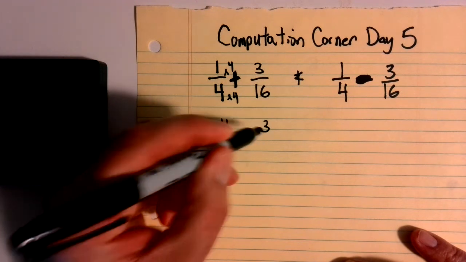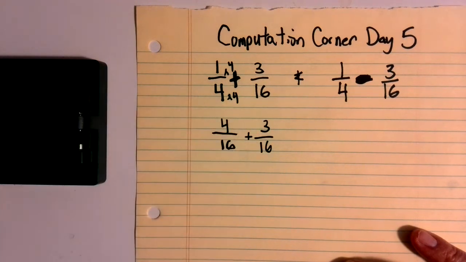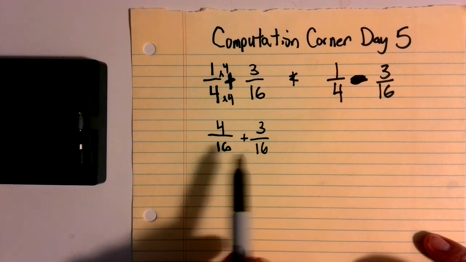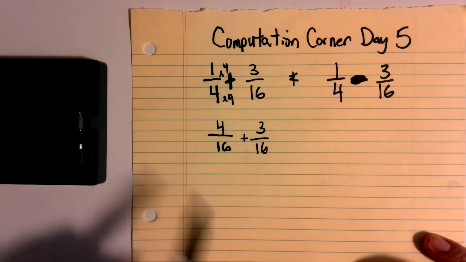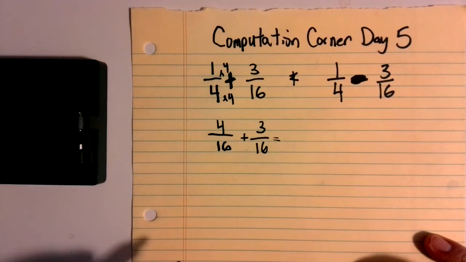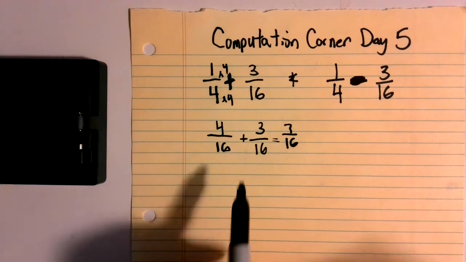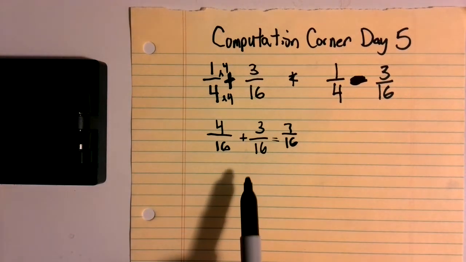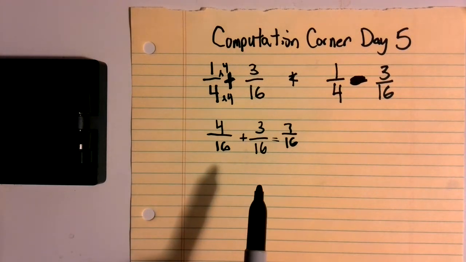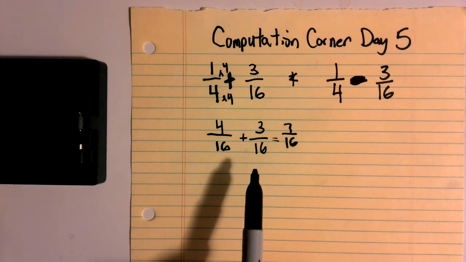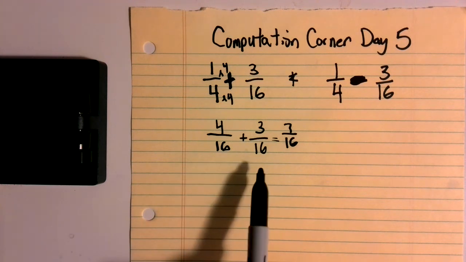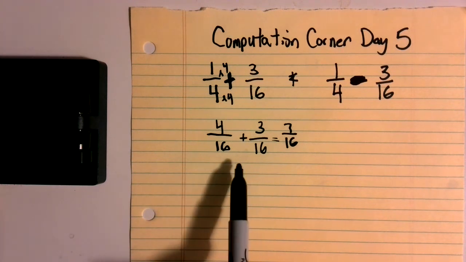Now I have 4/16 plus 3/16. I don't have to do anything with my other fraction because now I have like denominators. So all I have to do is add my numerators together. 4/16 plus 3/16 equals 7/16. As I said earlier, when you have the same denominator, it's just like a label. 16th becomes essentially a label.